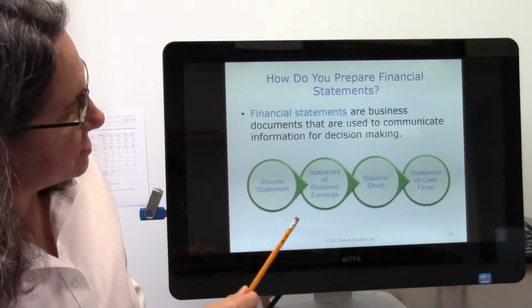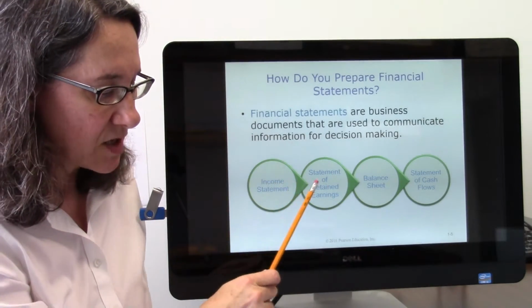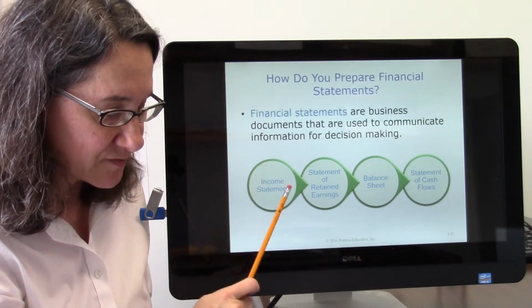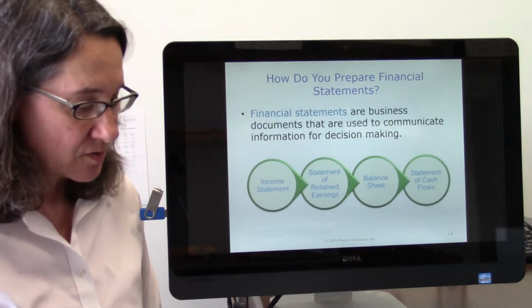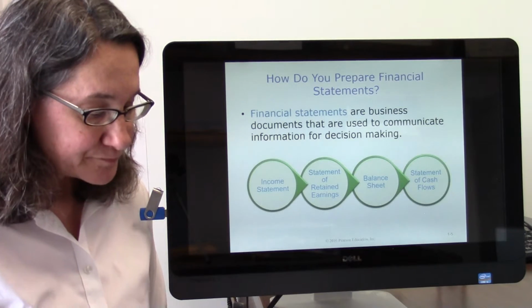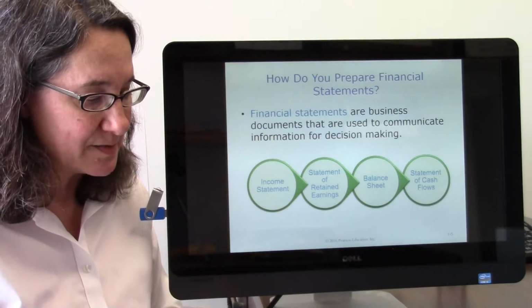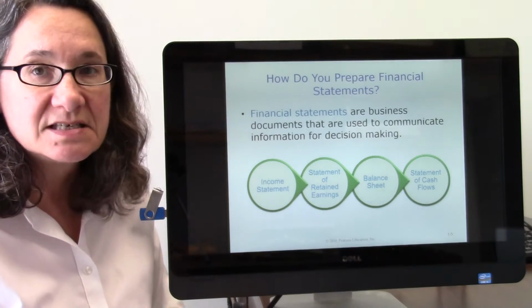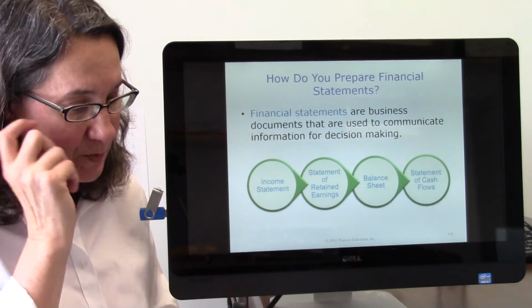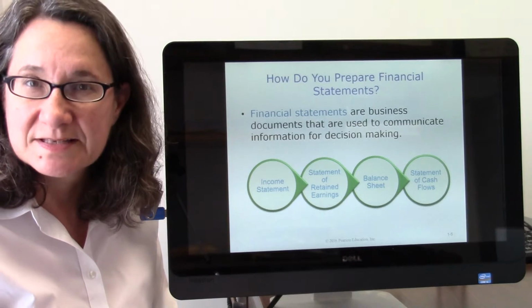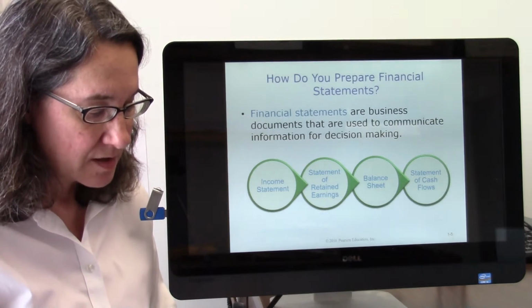Which is what this is showing. Financial statements are business documents that are used to communicate information for decision making. You may recall I called them reports. People call them financial statements, business documents. They just summarize what went on with all those transactions we recorded.